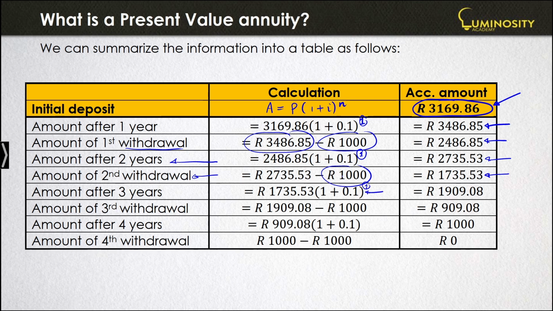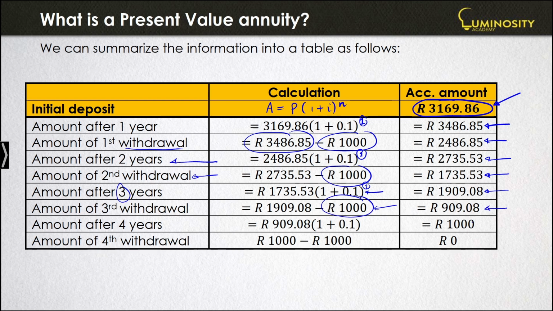So in total, it's been 3 years now, right? The amount after 3 years is going to grow again by 10% for 1 year. And that's what he's going to have in the 4th year now, 1,909 and 8 cents. He's going to subtract 1,000 Rand from that because he's withdrawing again. So there's the third 1,000 Rand that he withdraws. And now he's left with 909 Rand and 8 cents.